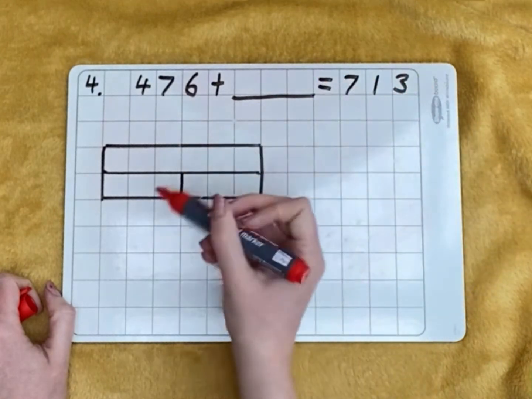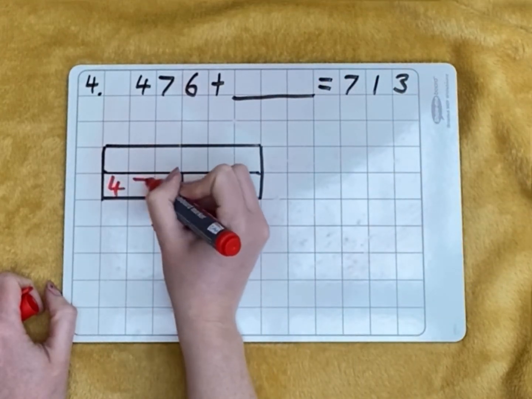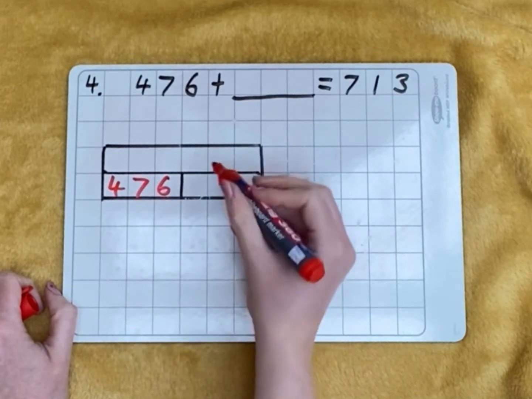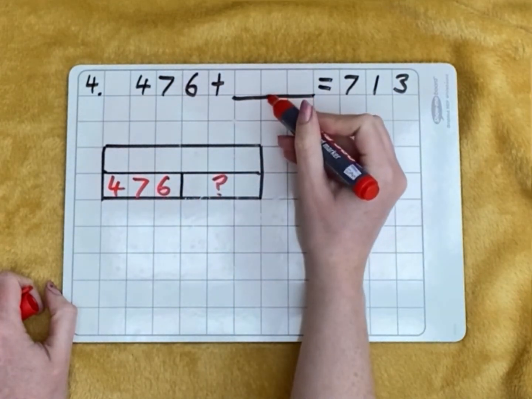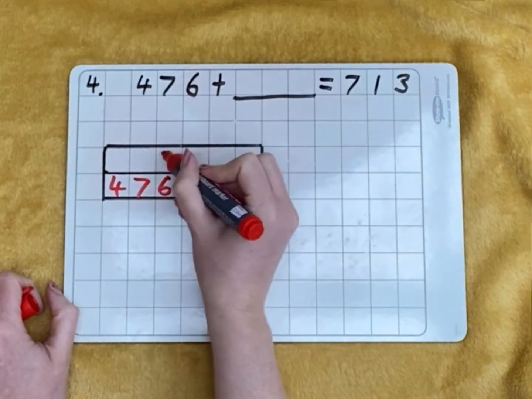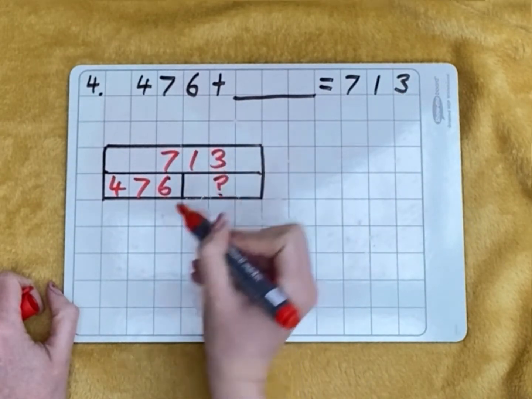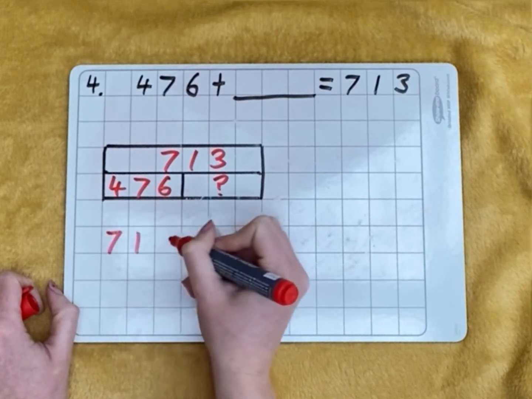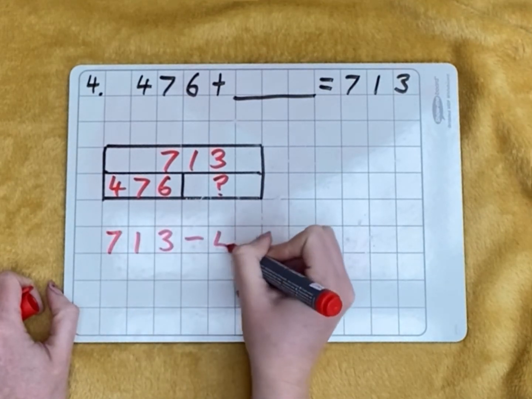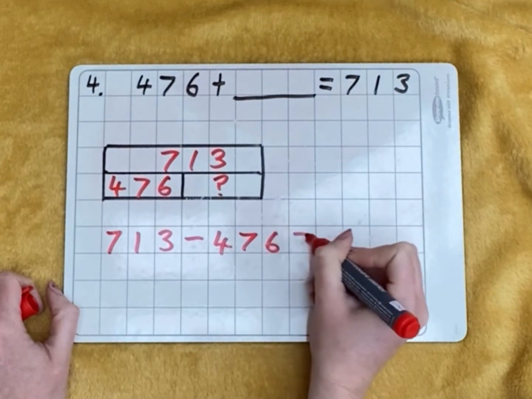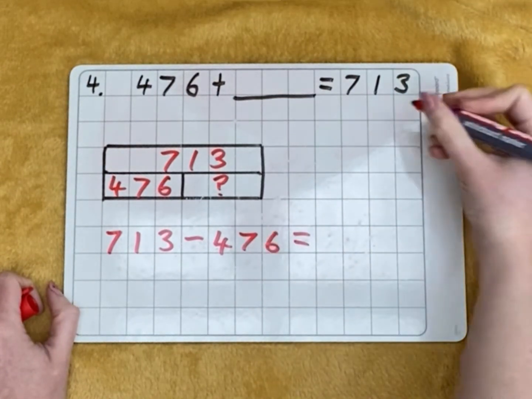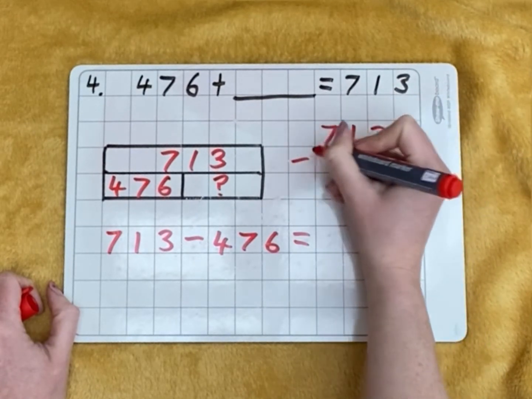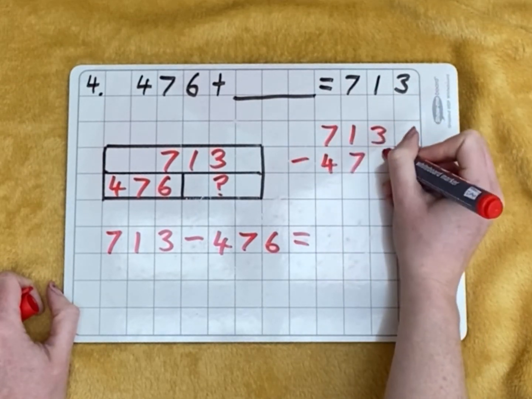Let's have a look. If we put 476 as a part, because we know it's this number, add something, our missing number here, it's going to equal the whole number 713. Now we can see more clearly that we want to write 713 take away 476 to find the missing number. Let's use column subtraction. So 713 take away 476.